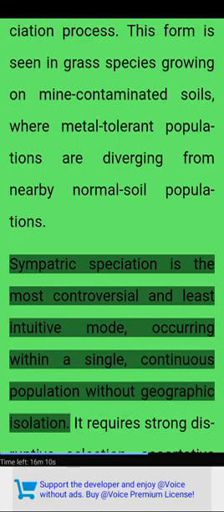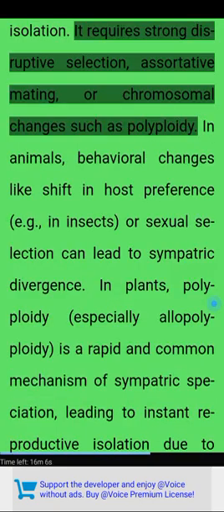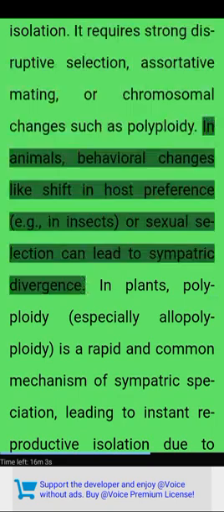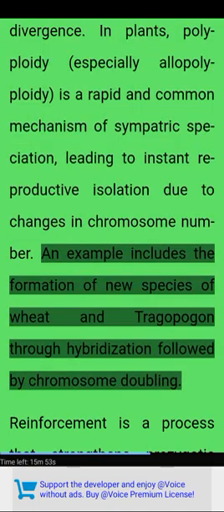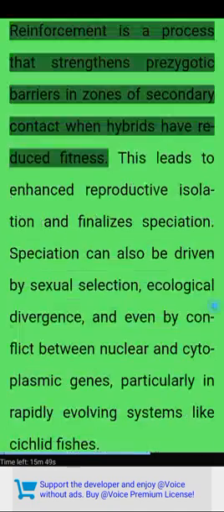Sympatric speciation is the most controversial and least intuitive mode, occurring within a single, continuous population without geographic isolation. It requires strong disruptive selection, assortative mating, or chromosomal changes such as polyploidy. In animals, behavioral changes like a shift in host preference, e.g., in insects, or sexual selection can lead to sympatric divergence. In plants, polyploidy, especially allopolyploidy, is a rapid and common mechanism of sympatric speciation, leading to instant reproductive isolation due to changes in chromosome number. An example includes the formation of new species of wheat and triticale through hybridization followed by chromosome doubling.